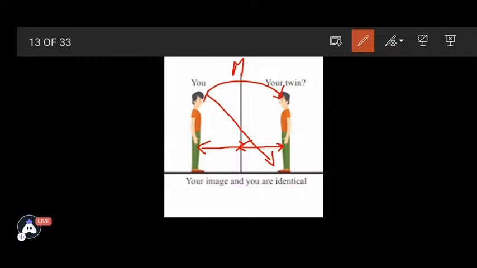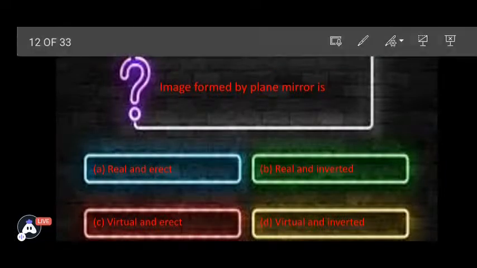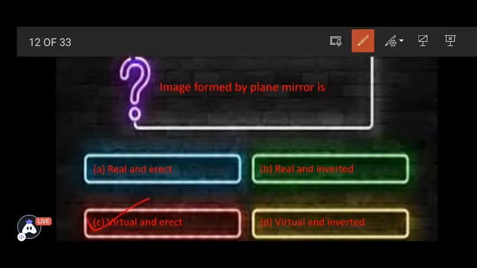अगर आपको head नीचे दिखता तो उसे हम क्या बोलते हैं? Real and inverted. But if the head is above, we'll say it is virtual and erect. Second, the distance of the object from the mirror. If the object is 5 centimeter from the mirror, the same goes with the image. The image is also 5 centimeter from the mirror. So these 2 points you need to keep in mind. And for this particular question, the image formed by the plane mirror is virtual and erect.